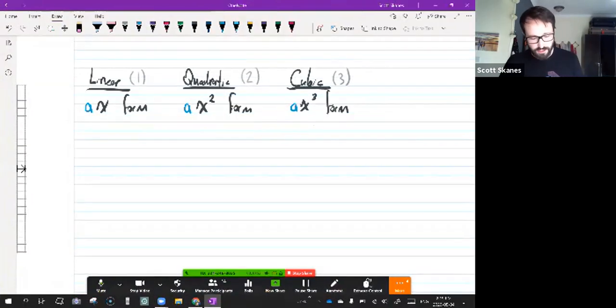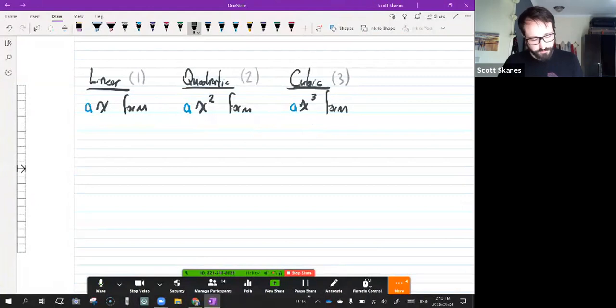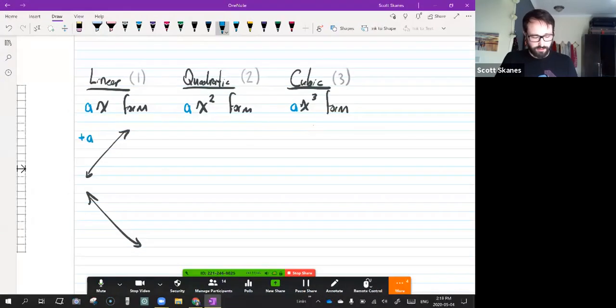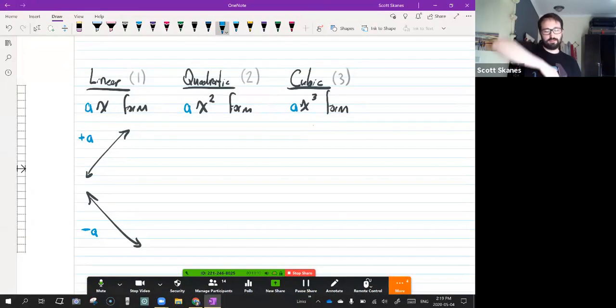For linear functions, they can do two things. They can look like this, or they can look like this. The top one is if we have a positive number in front of x. The bottom one is if we have a negative number in front of x. Okay, it either looks like this or like this.